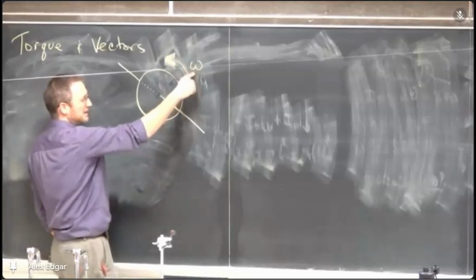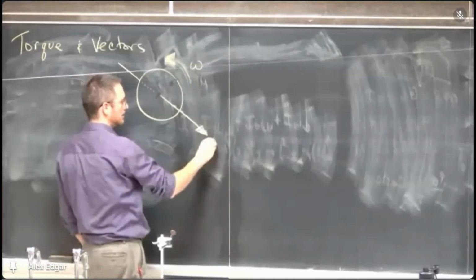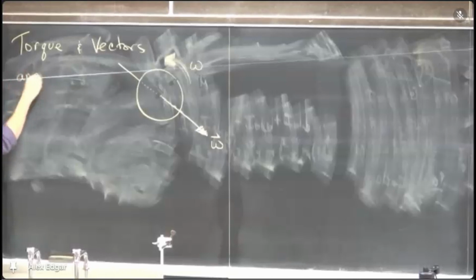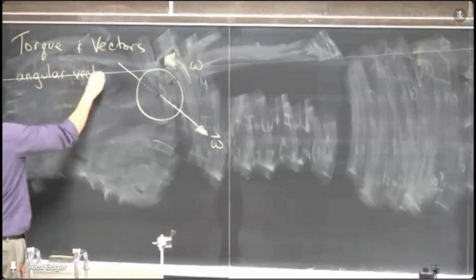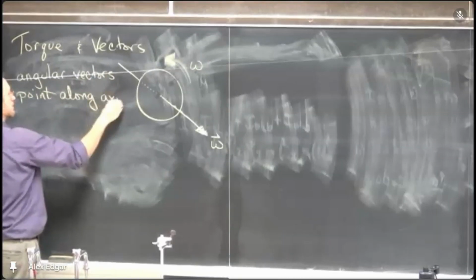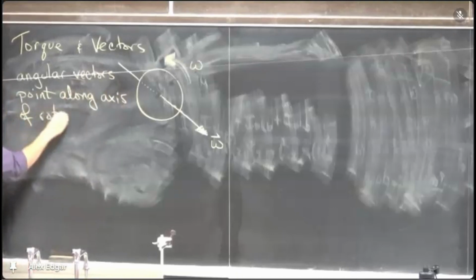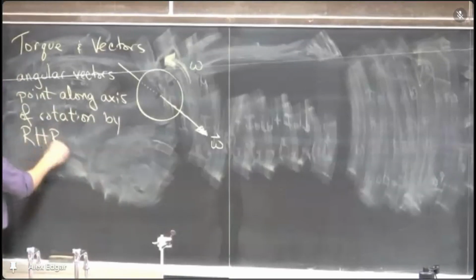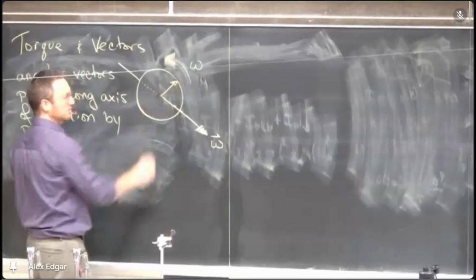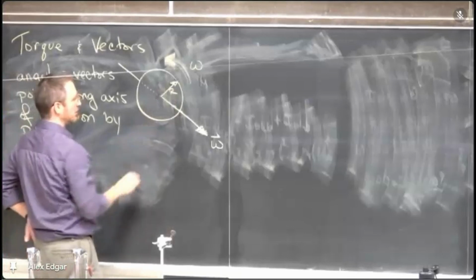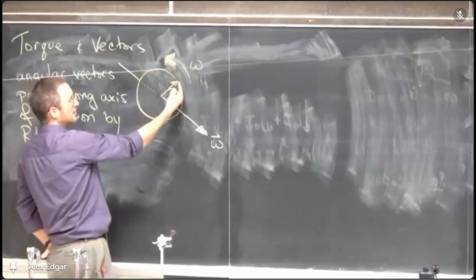So, yeah, it's spinning in that direction, but then we're going to say that's the vector. The vector is along the axis, all right? Angular vectors point along the axis of rotation by right-hand rule. So you're going to use the right-hand rule. From the axis out to the object, or the rim of the object, if we're talking about a solid extended object, there's R. And then your palm is going to point in the direction of the spin.